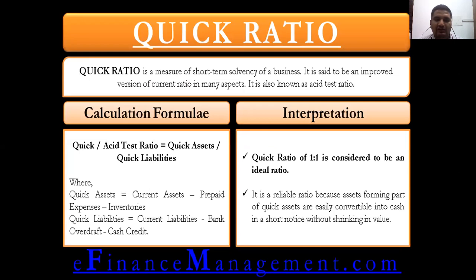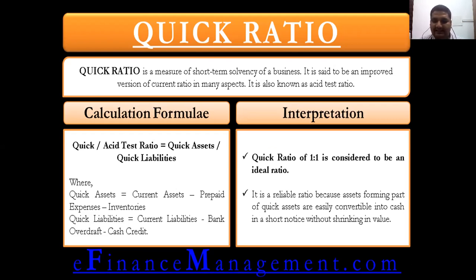Quick ratio. The quick ratio measures the short-term solvency of a business. It is said to be an improved version of the current ratio in many aspects. It is also known as the acid test ratio. The formula we can see here: quick ratio, that is quick or acid test ratio, equals quick assets divided by quick liabilities. Quick assets equal current assets minus prepaid expenses minus inventories. Quick liabilities equal current liabilities minus bank overdraft, cash, etc.